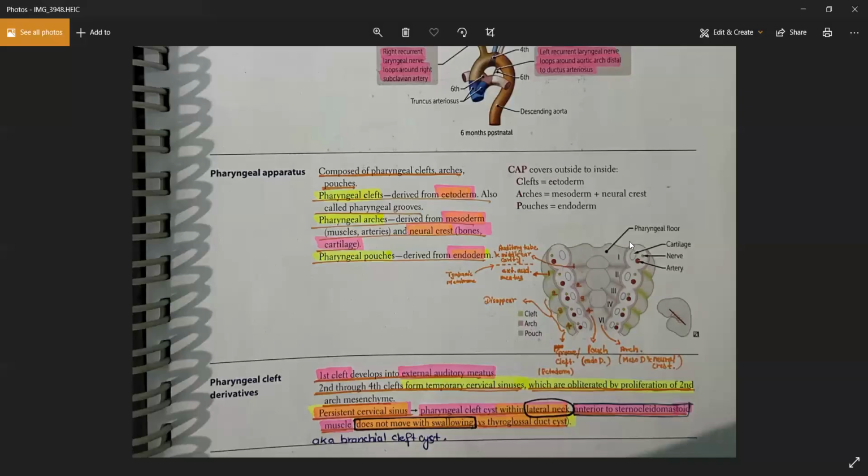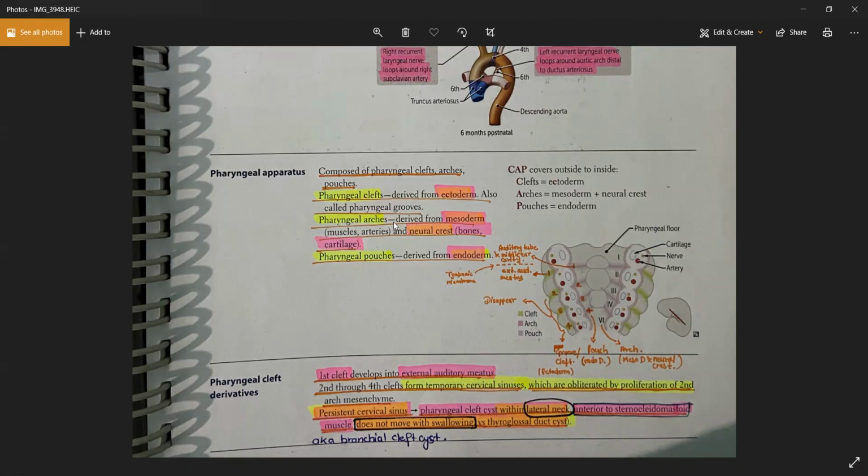The origin of the nerve is not from the pharyngeal apparatus. The origin is from the neuroectoderm and from the neural crest cells in the brain and the spinal cord. And from the brain and the spinal cord, these nerves are supplying here. So whatever nerves you study later, the 5th nerve, the 7th nerve, 9th nerve, and 10th nerve, they're not originating from the apparatus. Instead, they're supplying this apparatus.